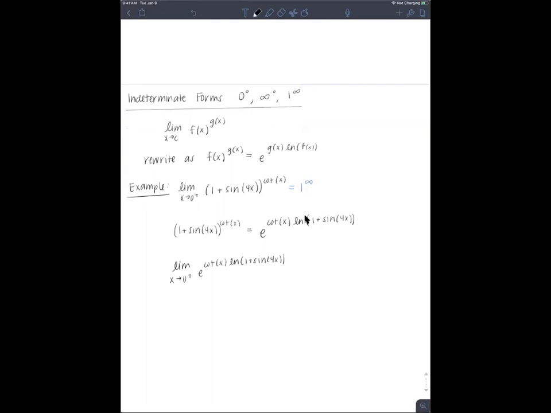And so one thing you can do with this is I can actually move this e out and just take the limit of the power. I think this is one of the limit rules we had talked about a long time ago, but I don't remember. But this is something that you can do. And so here, I can just look at the limit as x approaches 0 from the positive side of cotangent of x times ln of 1 plus sine of 4x.